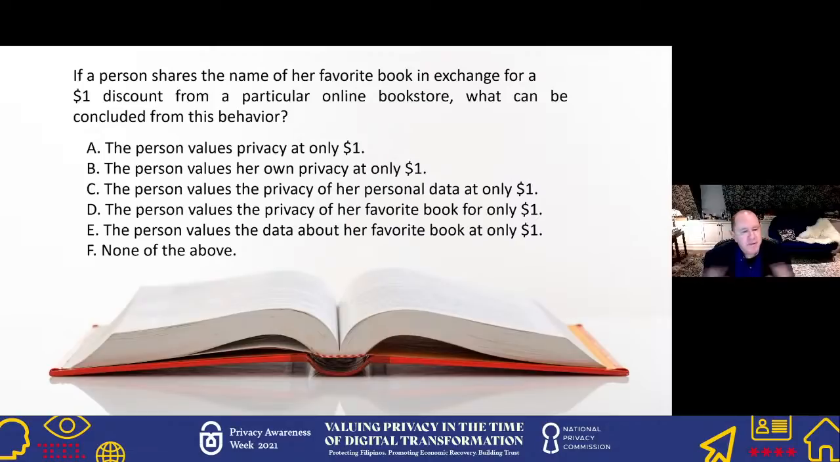So again, it's not that the person only values the favorite book at $1. It's that they think this bookstore doesn't present a big risk to them. Now, they could say, look, this bookstore has policies. They protect the data, right? It's more than just sharing it with them. It's the security of the data. It's the use of the data. And they say, look, I'm not worried. This bookstore is not going to do anything bad with the data.